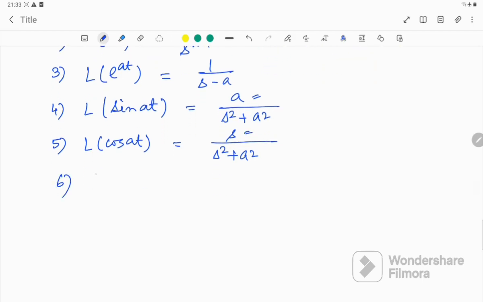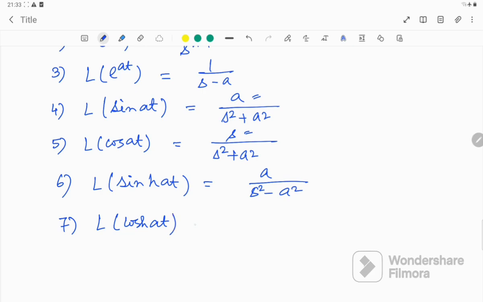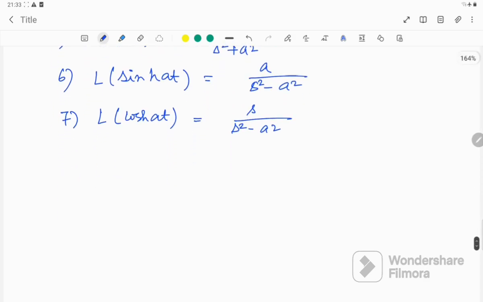And let's take some hyperbolic function, sinh at, will give you a over s square minus a square, and for cos, Laplace transformation of cosh at, it will be s over s square minus a square. So with this, let's verify some results.